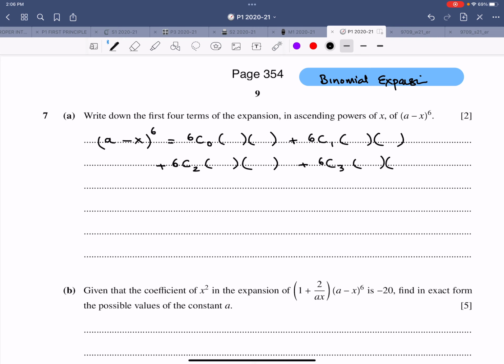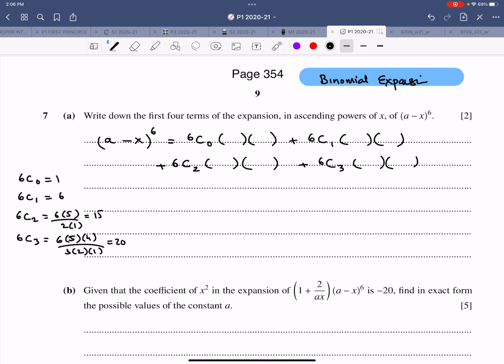Now for my working, 6C0 is 1, 6C1 is 6, 6C2 is 6 into 5 over 2 into 1. So this is 15, and 6C3 is 6, 5 and 4 over 3 into 2 into 1. That comes out to be 20. So I mean, instead of using the calculator, that's what I prefer to do.